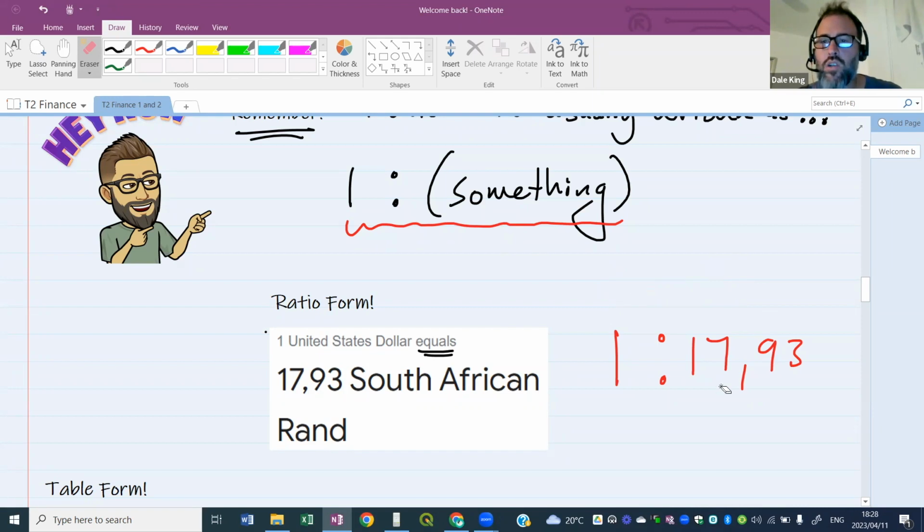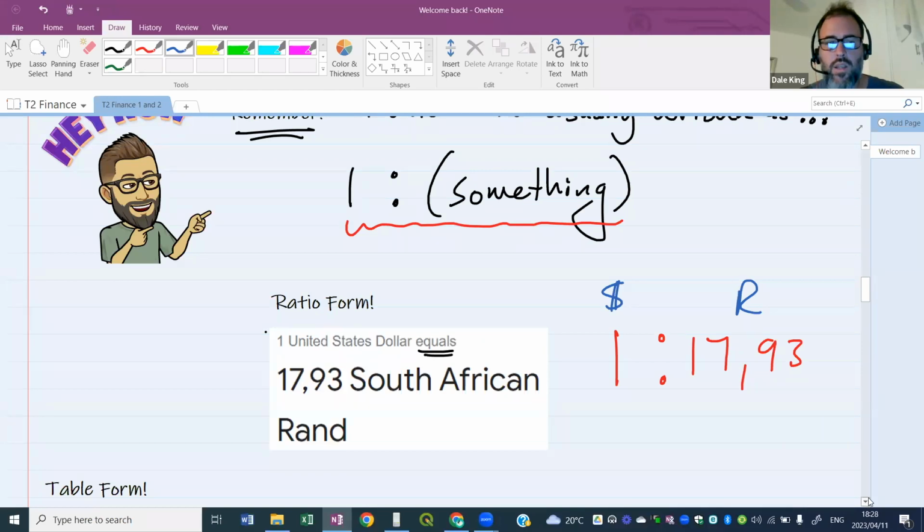But the exchange rate has changed to this now, where it's almost 18 Rand to buy 1 American dollar. They will not give us one unless we have 18 Rand. Okay, so we need a lot more Rands to get one of their American dollars. So this is the exchange rate for 1 US dollar, and I'll put the signs here on top, to almost 18 Rand at the moment. This is a recent exchange rate from Google. Okay, so this is an exchange rate in ratio form.